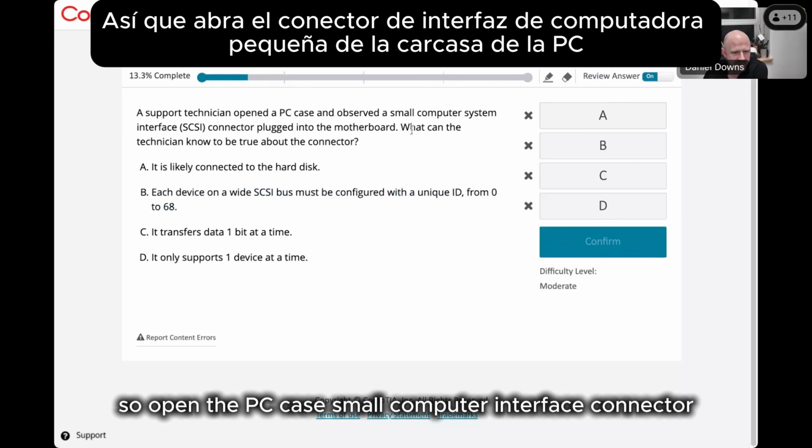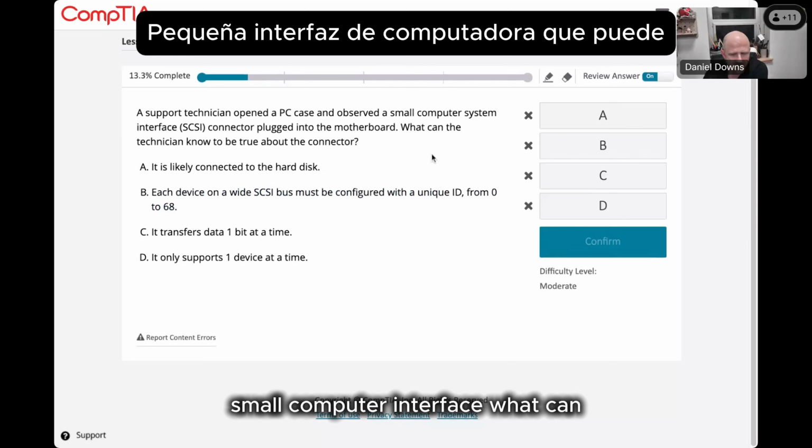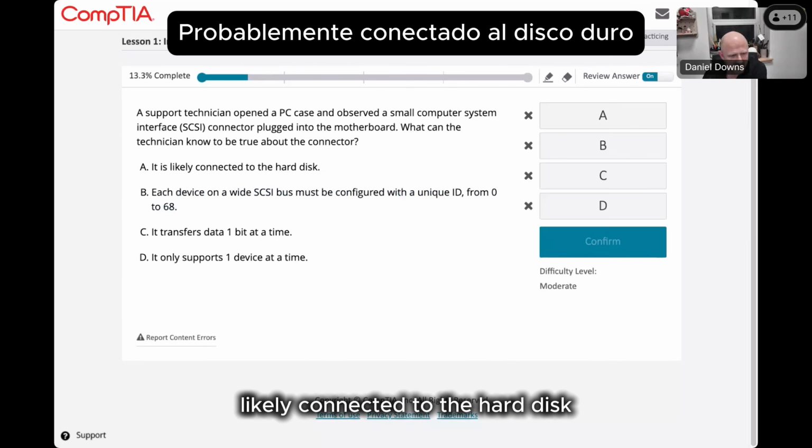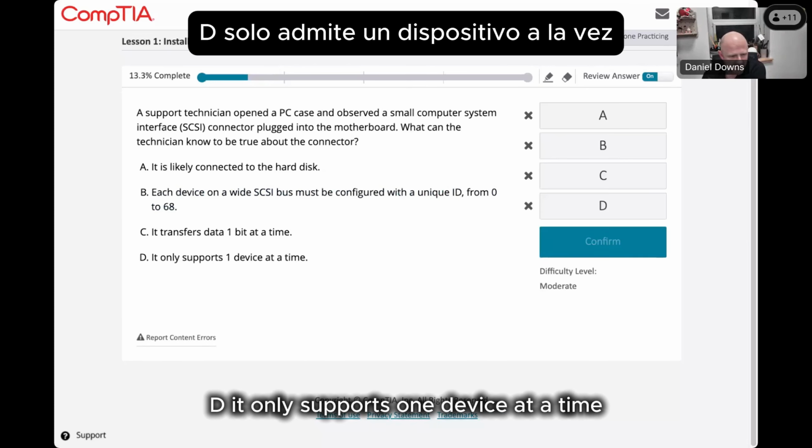So, open a PC case. SCSI, small computer system interface connector. We have someone who thinks A, likely connected to the hard disk. D, it only supports one device at a time.